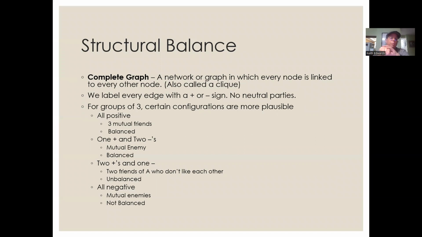Now, if you have two pluses and one minus, you have A who has two friends, B and C don't like each other. That situation is unbalanced because it's going to put A in a difficult situation, especially if it's a workplace, because A will eventually have to make a decision that involves B and C and have to come down on either side, in which case the other person will become unhappy. All negative, that's mutual enemies, and that's not balanced either. We'll take a look at that a little bit later, but in general, for now, it's not a balanced situation.